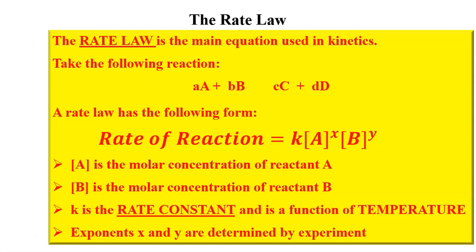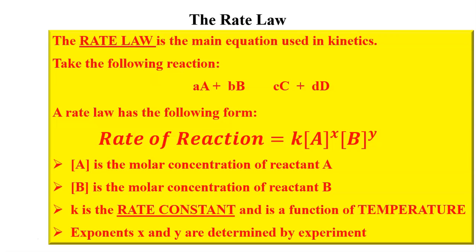So A is the molar concentration of reactant A. B is the molar concentration of reactant B. And k is the rate constant, and it's a function of temperature. So the higher the temperature, the bigger k is, and the bigger k is, the faster the reaction is going to take place. So higher temperature puts more kinetic energy into the reaction. This was your glow stick example, and that causes the reaction to go faster.